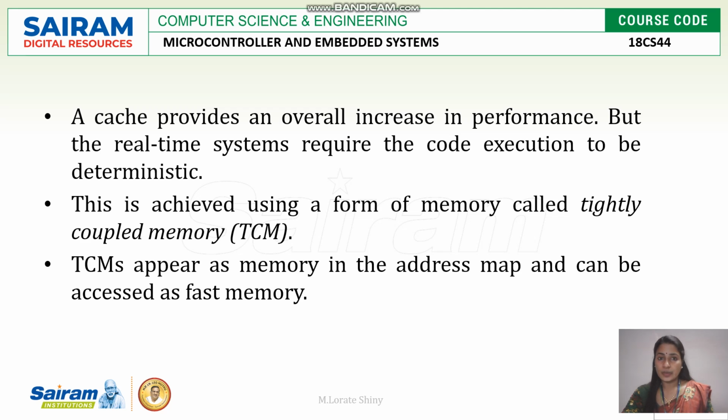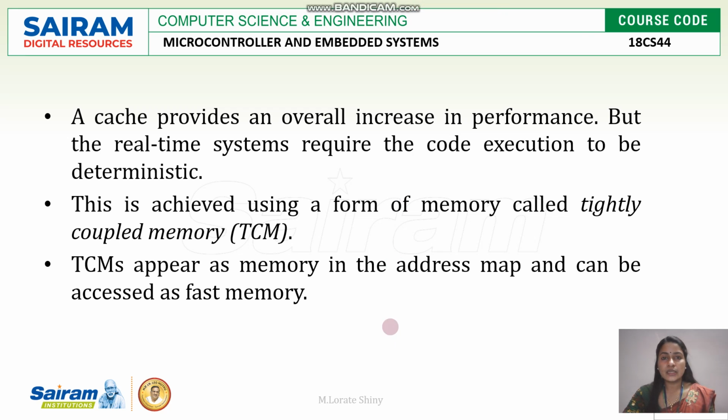So tightly coupled memory appears inside the memory map only, and it can be accessed as fast memory. So memory is divided into two, memory and fast memory. Fast memory in the sense it is tightly coupled memory which can be accessed for the real-time applications. So it is inside the memory only, we can access it as a fast memory. So fast memory means TCM. TCM can be used for real-time applications.